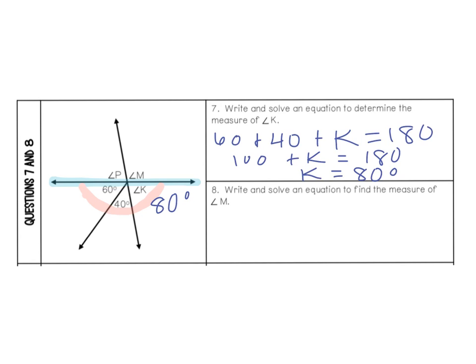Or I could also see another relationship here and say that M and K are supplementary. So again, they're creating that half a circle. So if those are supplementary, I would say 80 plus x equals 180. And I subtract 80 from both sides, and I get that x, or M, is 100 degrees. So that means that this angle here is 100.